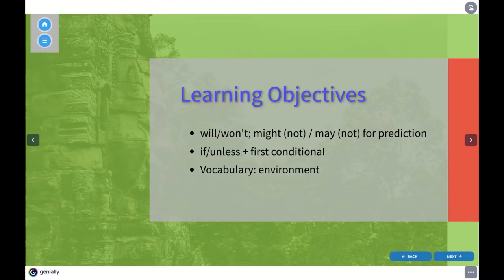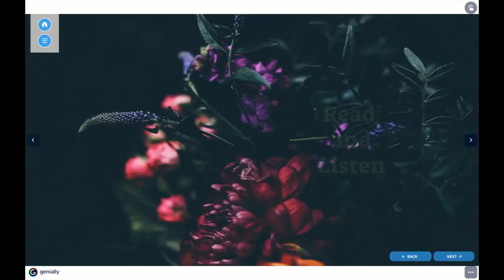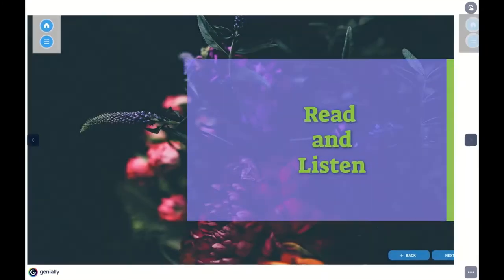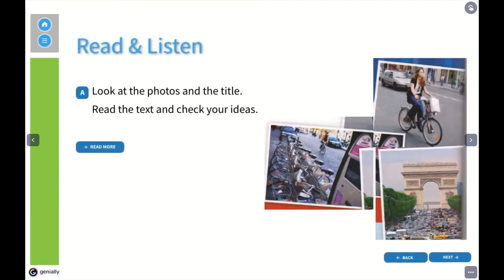Okay, so let's move to the reading and listening exercise. In the reading and listening exercise, first of all, look at these three pictures here. Do you know where it is and what you can see in these pictures? And after that, you're going to read the text to check your ideas. First of all, do not open your book, just try to guess where the article is from and what you see. After that, you can look at it.